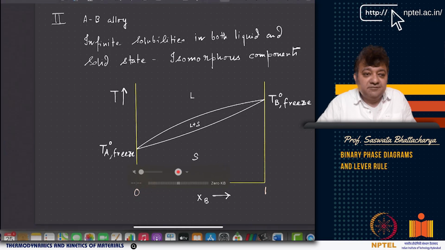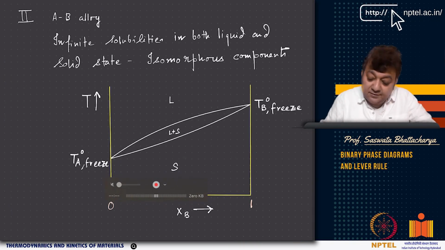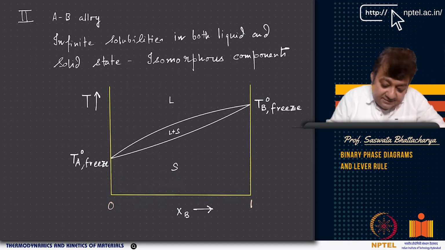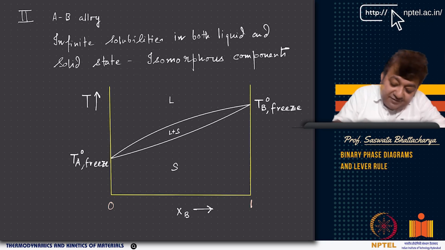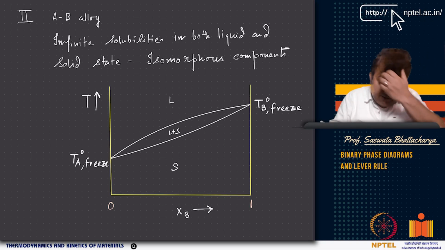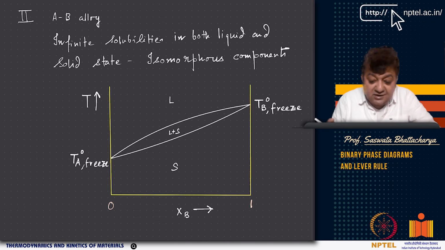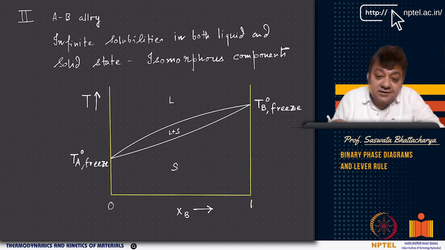So the last part of this week's lecture, right? This is week 10. So we will now look at another type of phase diagram. We have looked at a phase diagram where we have zero solubility in the solid state, but infinite solubility in the liquid state, right?